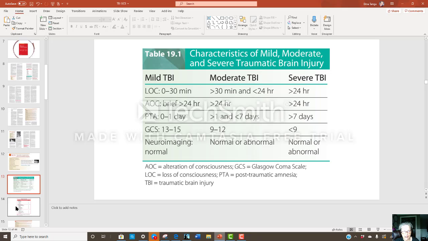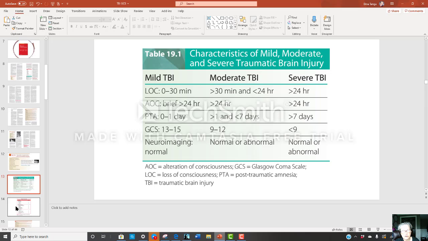So for a mild TBI, loss of consciousness is 0 to 30 minutes, but alteration of consciousness is less than 24 hours. Moderate TBI, loss of consciousness is 30 minutes to 24 hours, and alteration of consciousness is 24 hours or greater. Severe TBI, loss of consciousness is greater than 24 hours, and alteration of consciousness is greater than 24 hours.